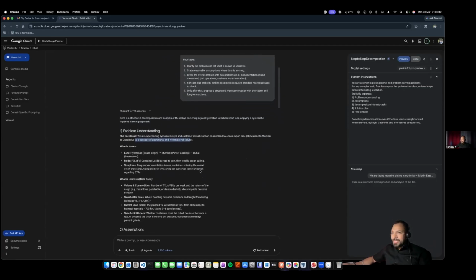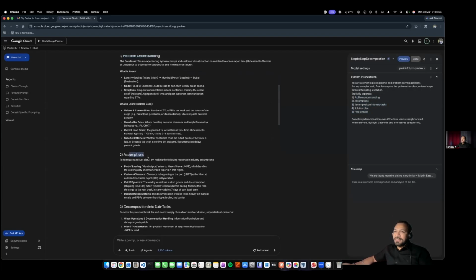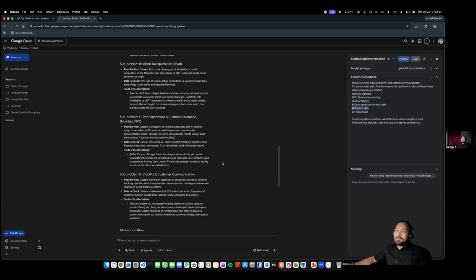Based on all the system instructions that were passed, it was trying to decode that problem statement into each of the steps. The first step is problem understanding. The second step is the assumptions. Next is decomposition of subtasks. Fourth is subproblem analysis, like root cause, data to check, and alternatives, like we mentioned in the solution plan. And then it comes with the final answer.